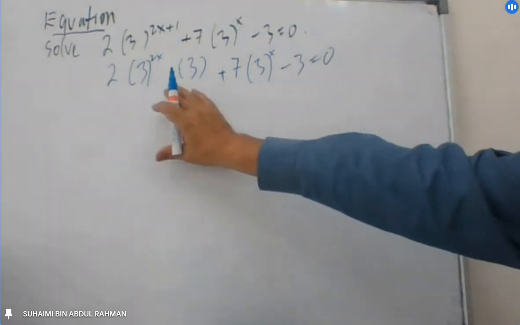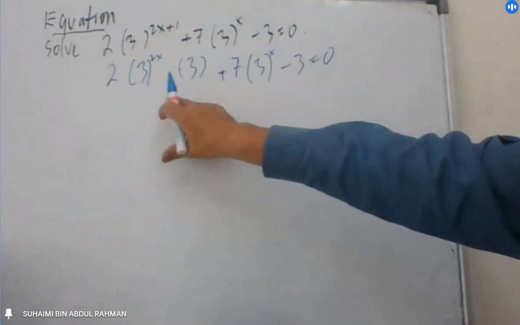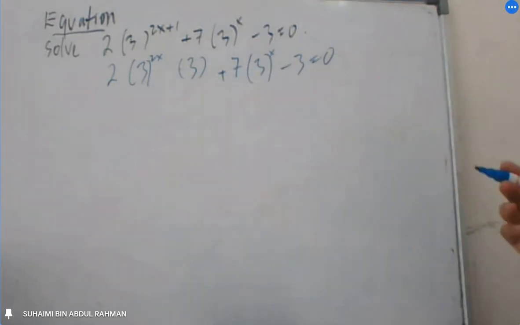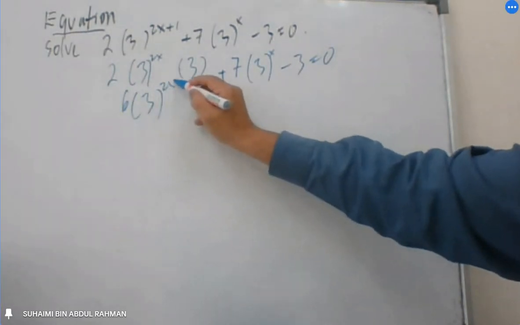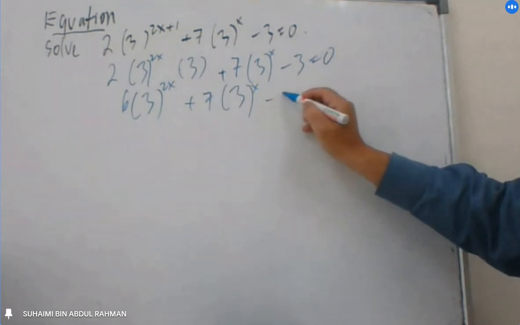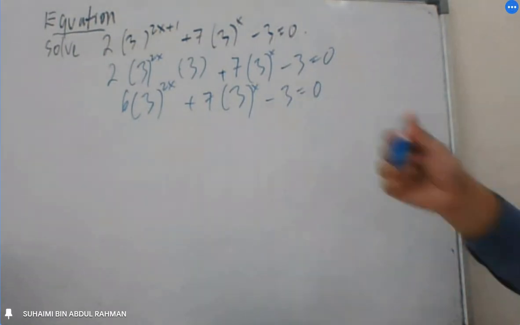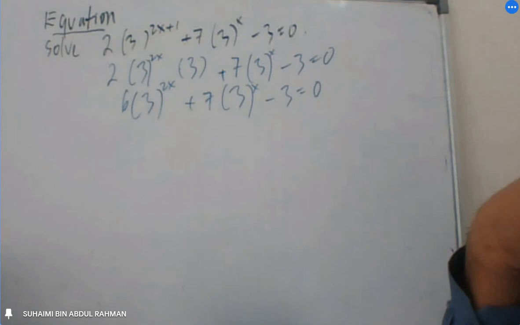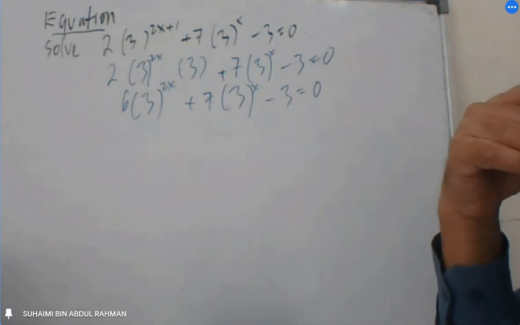Now, how can we write the first term here? 6 times 3 to the power of 2x, plus 7 times 3 to the power of x, minus 3 equal to 0. It's going to be like this. Next.